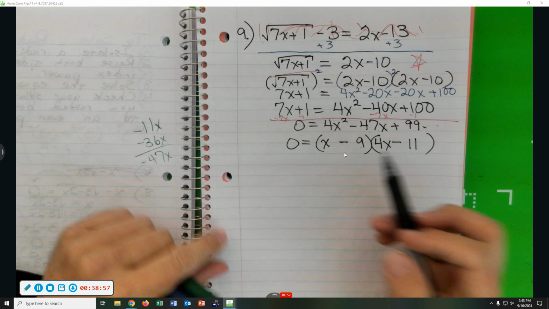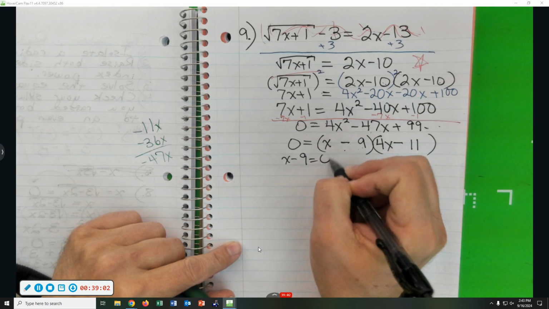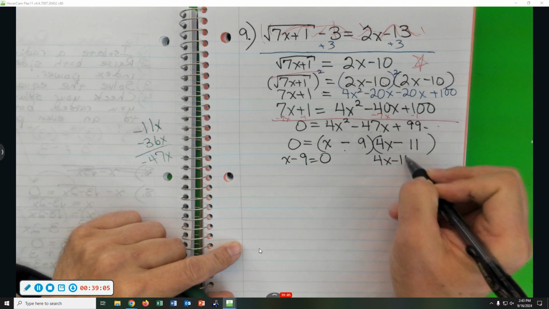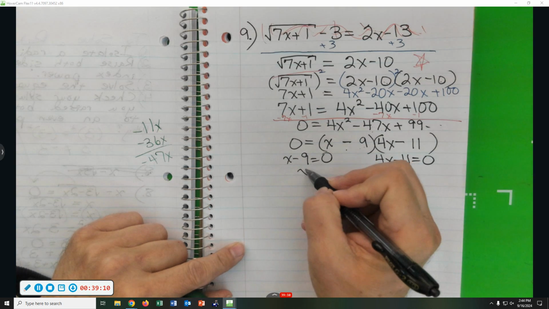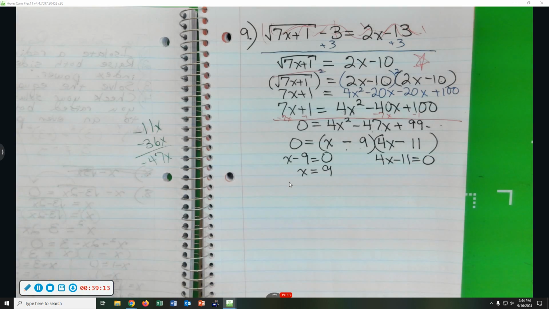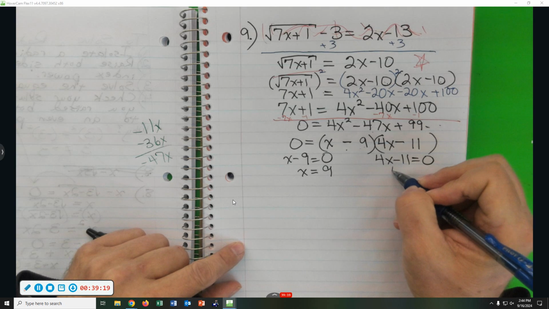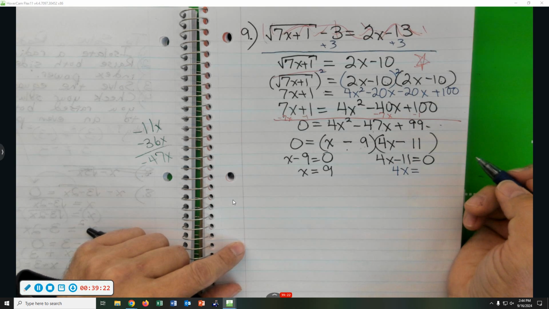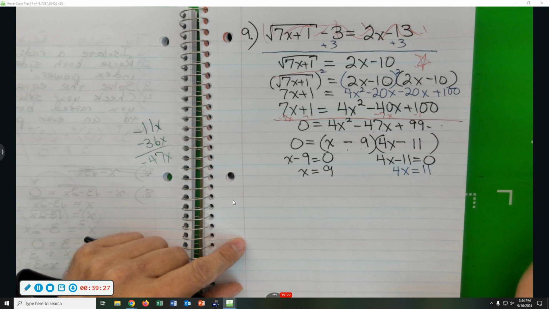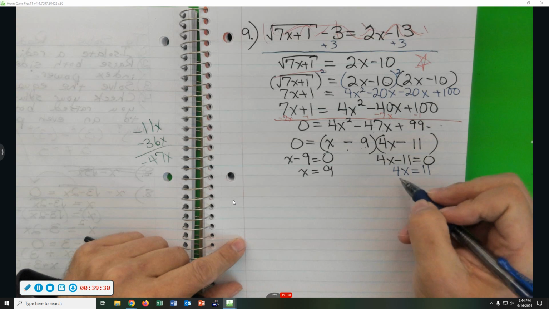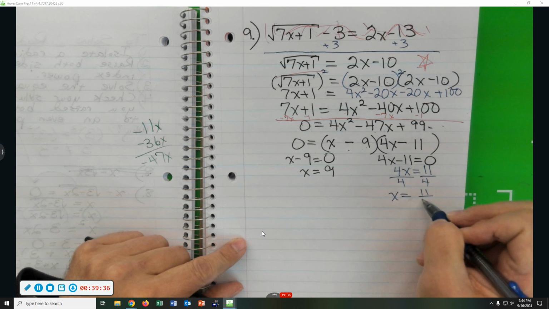Yeah. Okay, so set each factor equal to 0. This first one, we get x equals 9. That's an easy one to solve. The next one, I move that constant over to get 4x equals 11, positive 11, to give us x equals 11 over 4.